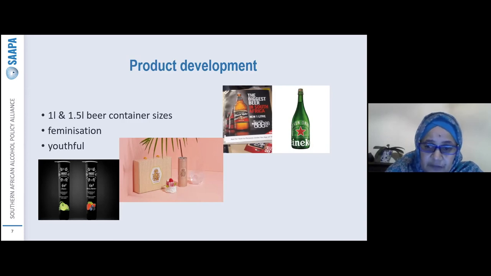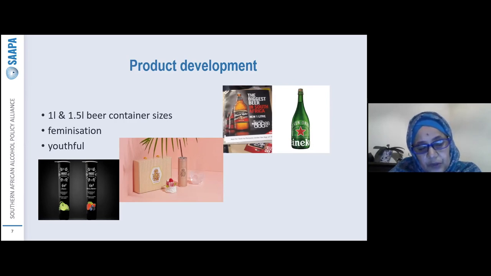There's the whole issue of feminization. And again, Jeff referred to that, but in South Africa, the reason why I refer to South Africa is that, unfortunately, what happens in South Africa has a ripple effect in the region. And so when we see the production of beers or the feminization or looking at youth audience, that gets emulated in the region, but also transported via the media platforms into the region.